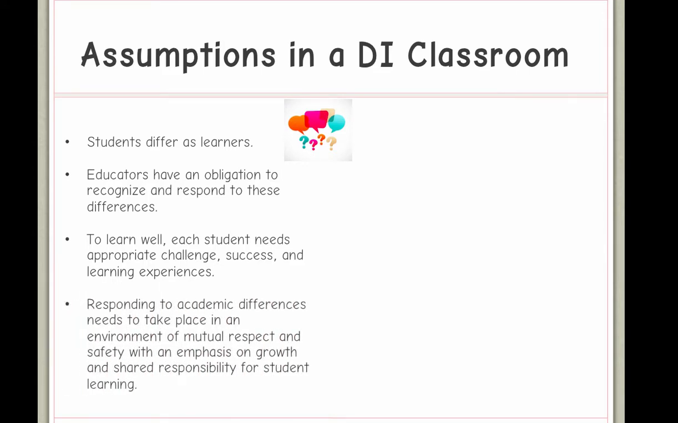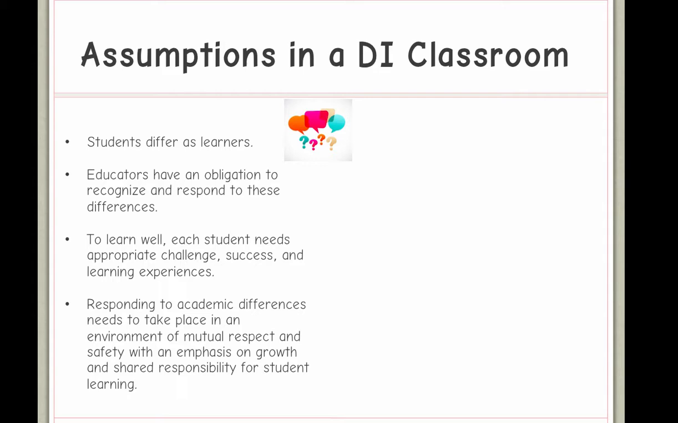Another assumption is that responding to academic differences needs to take place in an environment of mutual respect and safety, with an emphasis on growth and shared responsibility for student learning. So when we talk about safety, I think many of you have already realized that the word safety does not simply mean physical safety. That is a piece of it. But it's emotional safety and social safety.